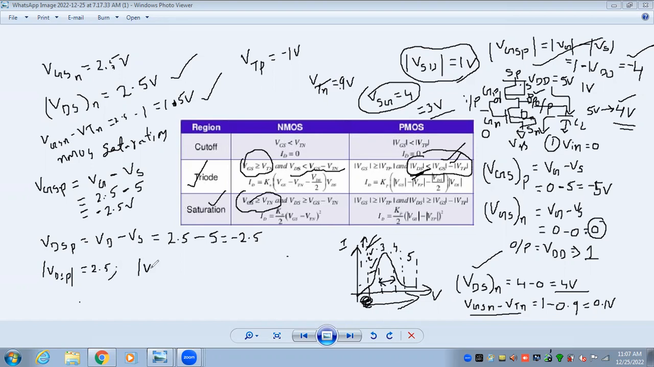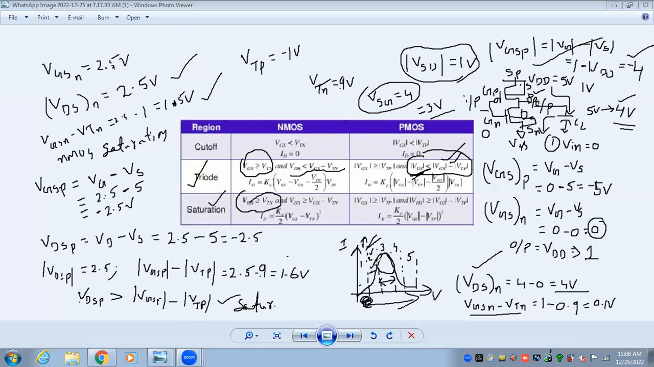And mod VGSP minus mod VTP: mod VGSP is 2.5 minus VTP. Suppose you take 1 volt or 0.9, it is not a problem. It is going to be 1.6 volts. So if you compare here, VDSP is greater than mod VGSP minus VTP. Which region is it operating in, can you tell? It is operating in saturation region, that is third. The highest current will be the highest peak. This exists for only a very short duration of time.